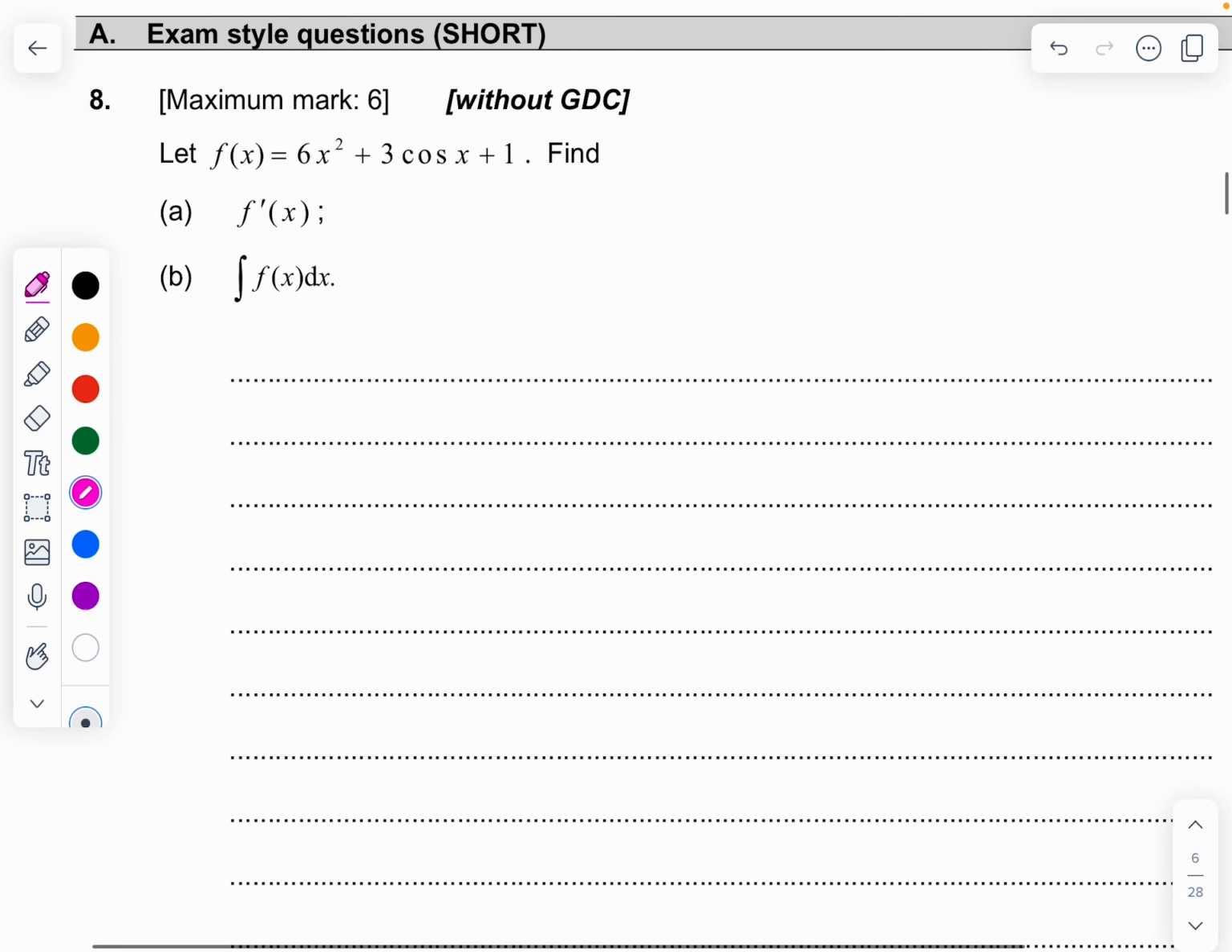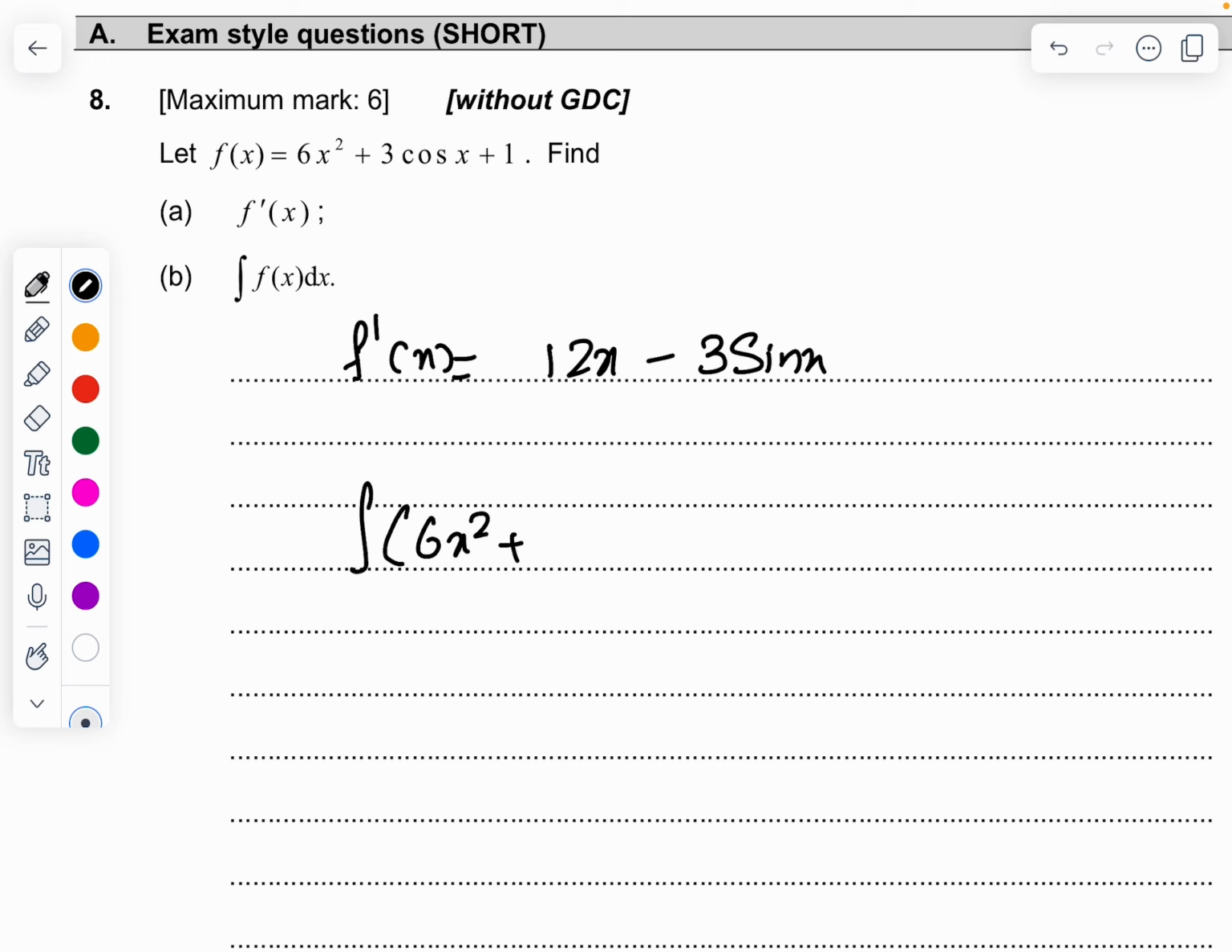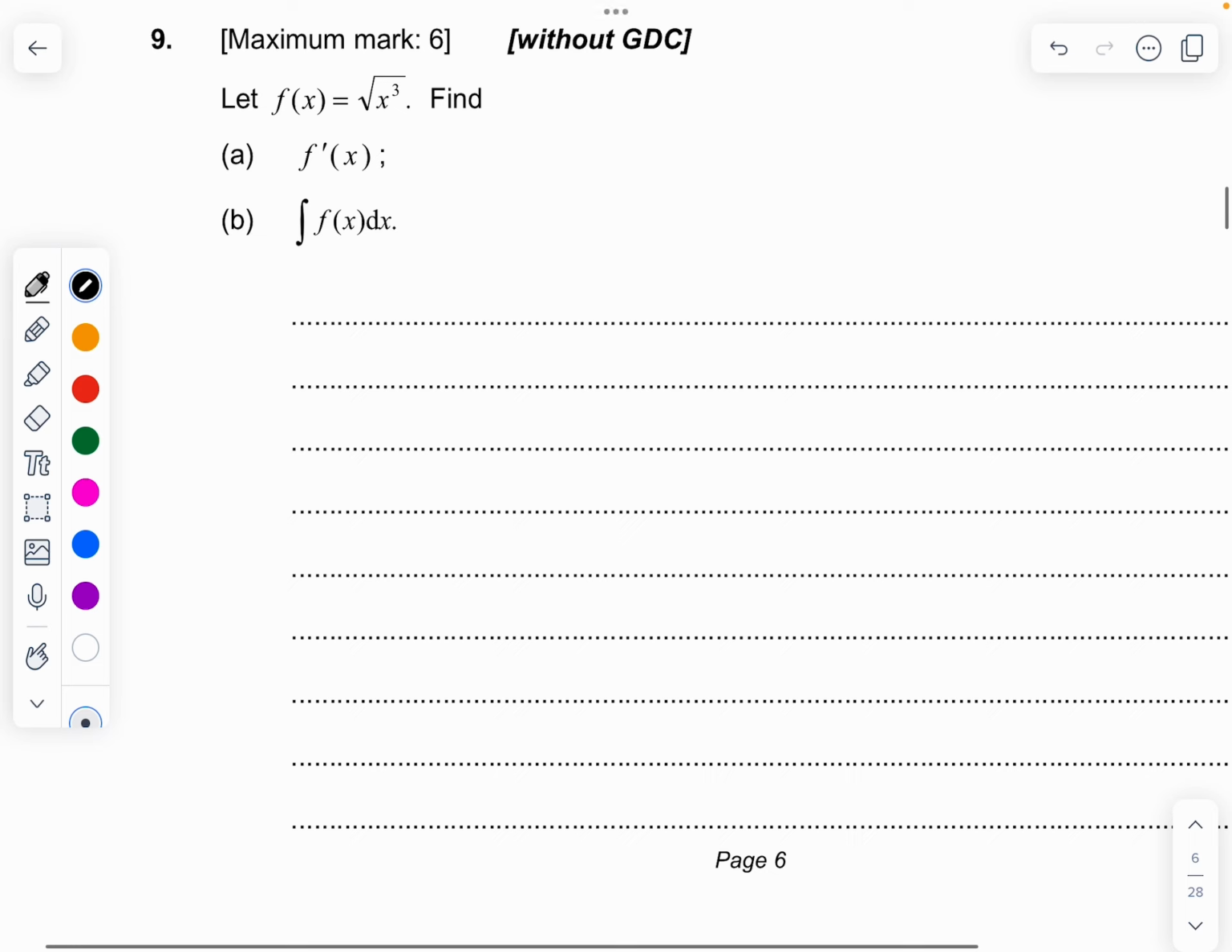Question number 8. f of x is given. Find f prime x. Very simple. f prime x is directly the derivative. It will become 12x minus 3 sine x. Then the integral of f of x: the integral of 6x squared plus 3 cos x plus 1 dx. So it will become 2x cubed plus 3 sine x, plus x plus c.